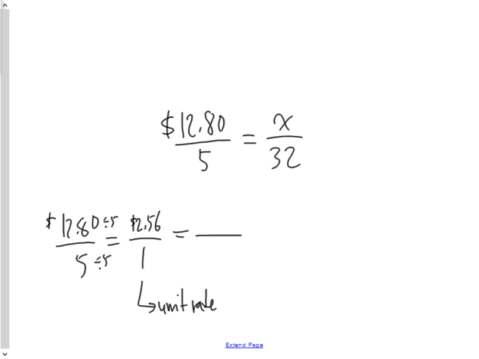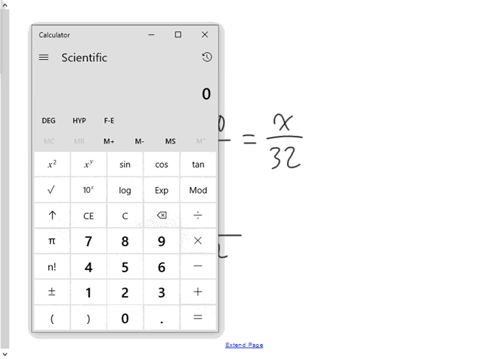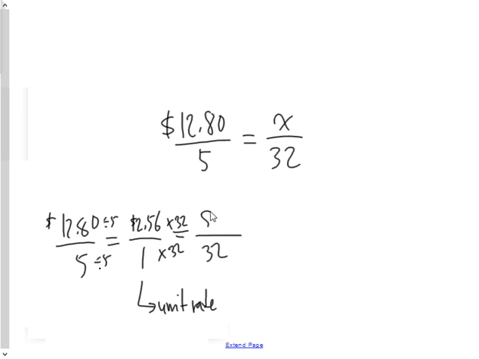And once we have the cost of 1, it's very easy to get the cost of 32. All we have to do is multiply that cost for 1 by 32. Take our calculator, say $2.56 for 1, multiplied by the 32 of whatever it is I'm buying. The final cost would be $81.92. And this is what we call the unit rate method.